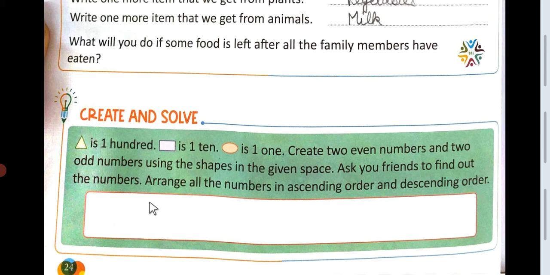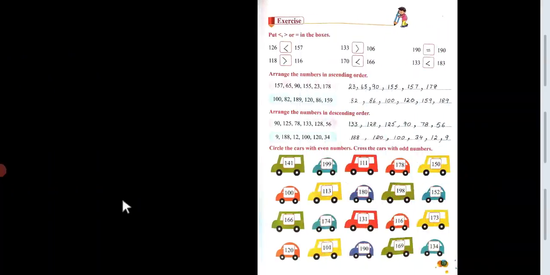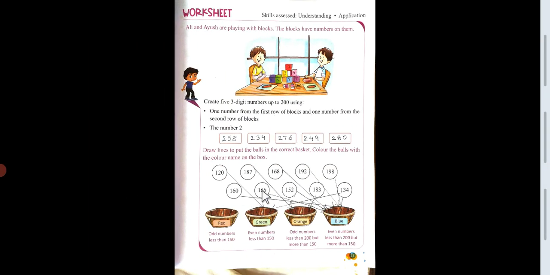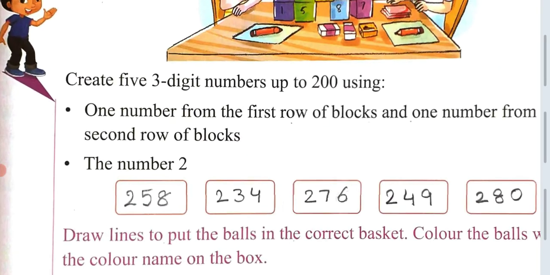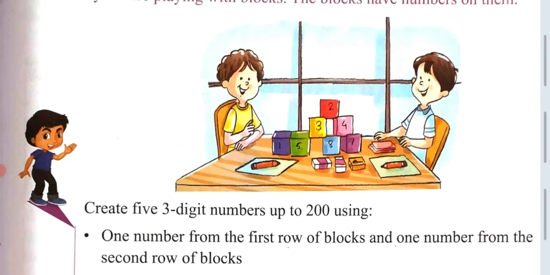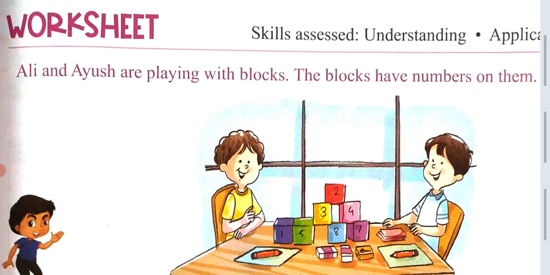So the smaller number is 1 and the biggest number is 111. And the middle number is 11. So you can make the ascending and descending order in the book. Let's come to the worksheet.